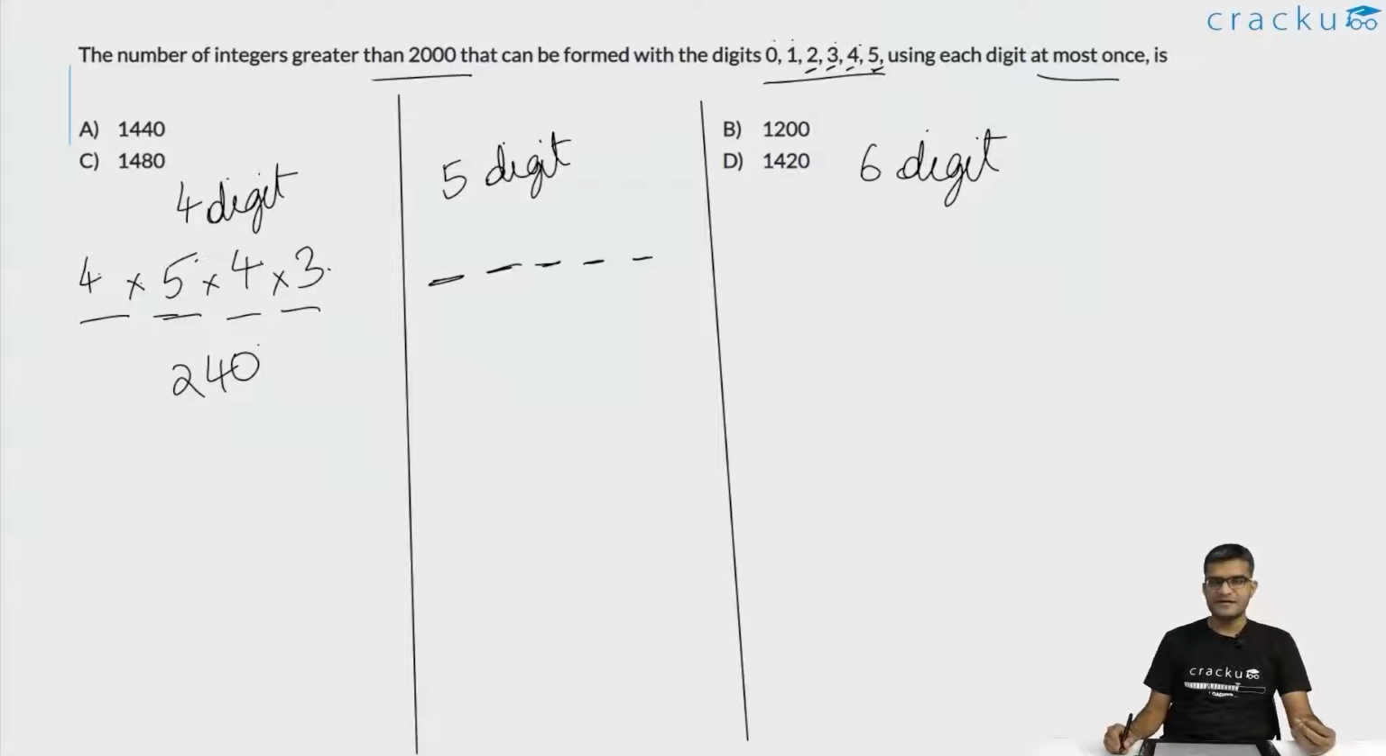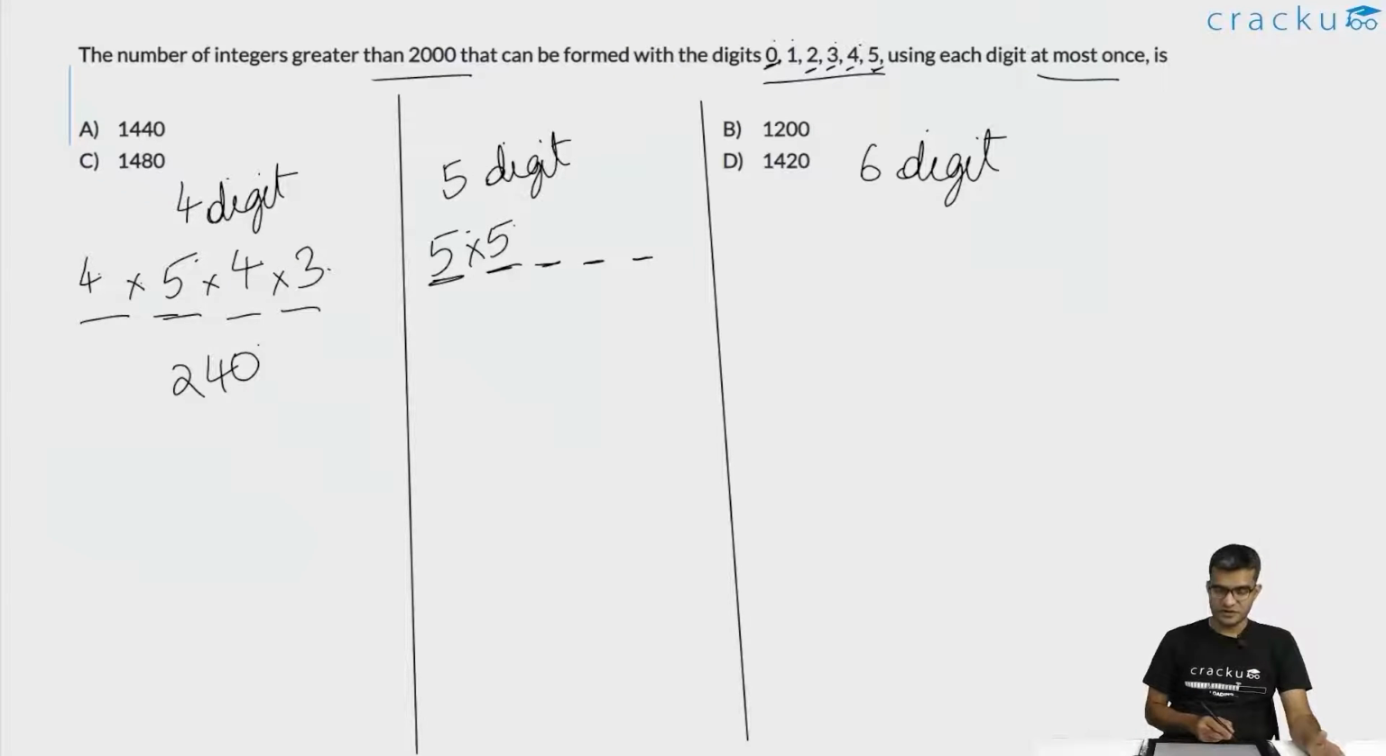If you're looking at the number of 5-digit numbers, every 5-digit number which is formed using these digits will be greater than 2000 because the smallest 5-digit number is 10,000. So the first digit of this 5-digit number can be selected in 5 ways. It can be any number other than 0. It can be either 1 or 2 or 3 or 4 or 5. Once the first digit is selected, we have 5 digits remaining, and any one of those 5 digits can be the second digit.